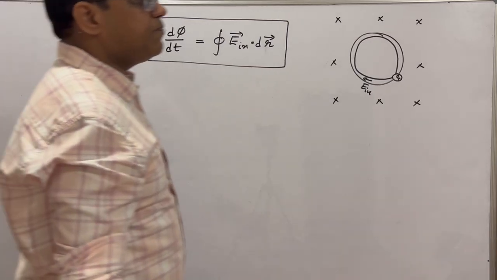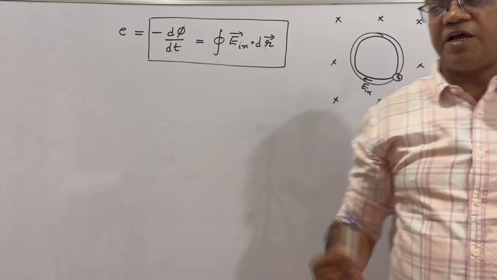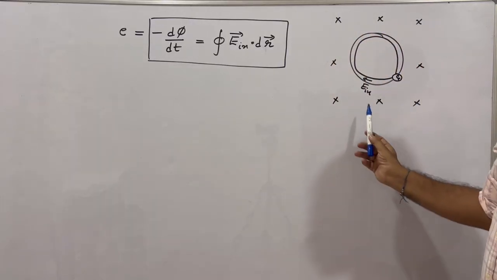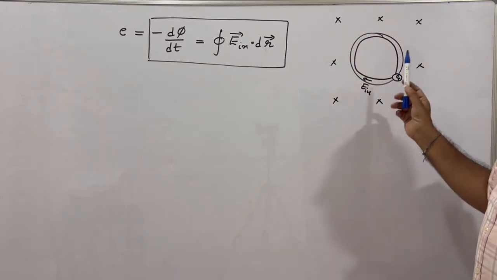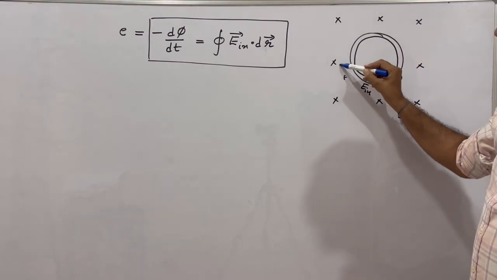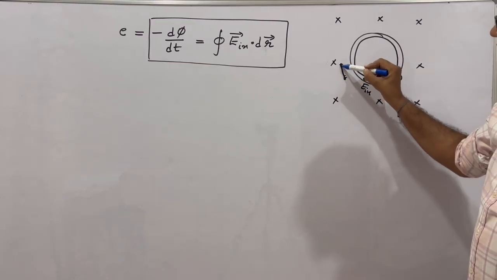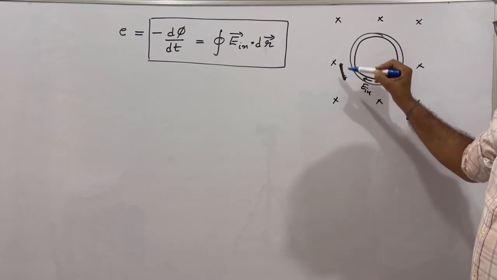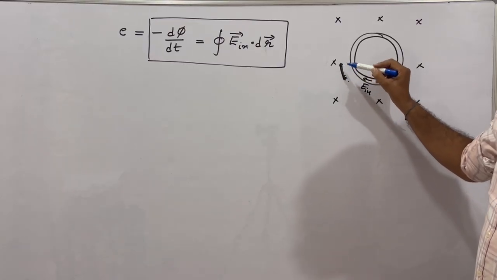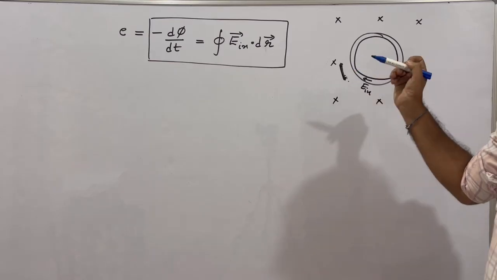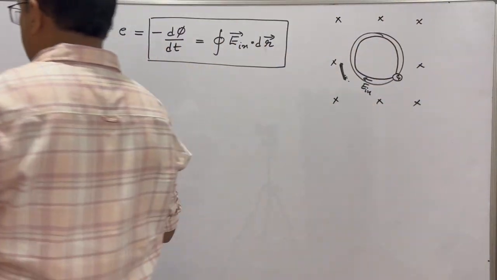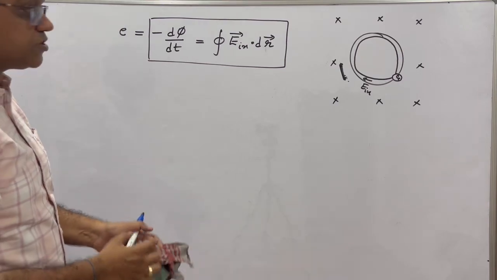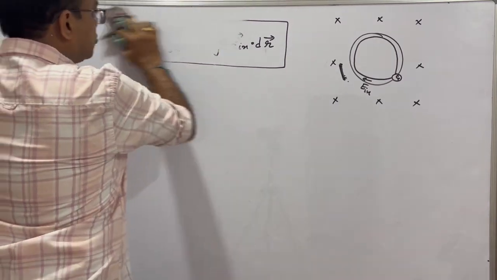Once again, because of the time varying nature of the magnetic field, an induced electric field has been developed in this region. Because of that induced electric field, between 2 points an EMF has been developed, which is given by E induced dot dr. Right? Now this is about the induced electric field and the flux relation.